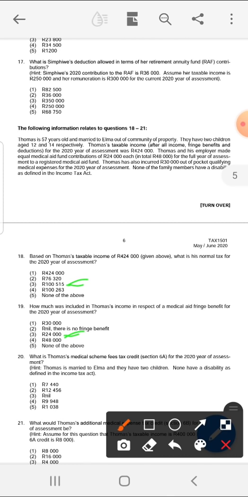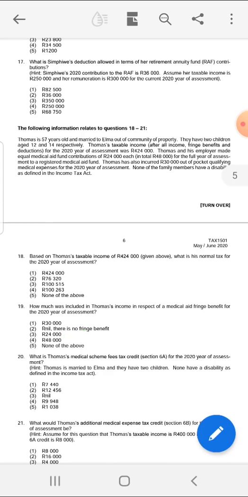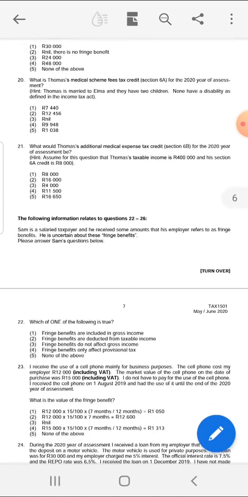And then number 20. What is Thomas' medical aid fees tax credit, section 6A? Whenever I'm talking about section 6A, just know that it is the medical scheme fees tax credit, because I'm going to refer to section 6A a lot.